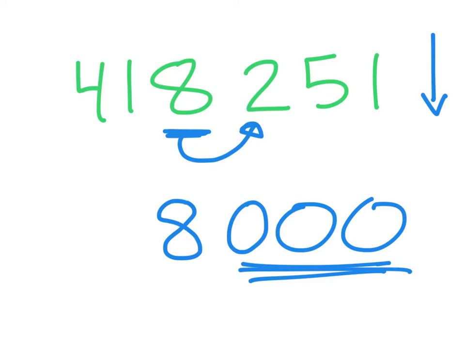But I'm not quite done yet. I'm still missing something. And I'm missing those numbers in front of the 8. So there you have it. 418,251 rounded to the nearest 1,000 becomes 418,000. And that is called benchmarks.